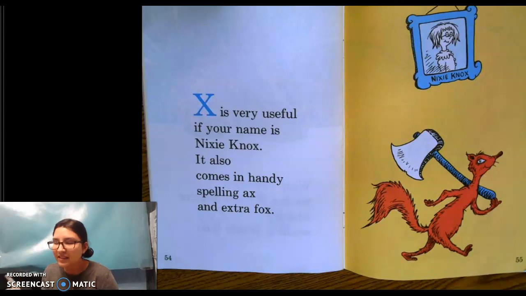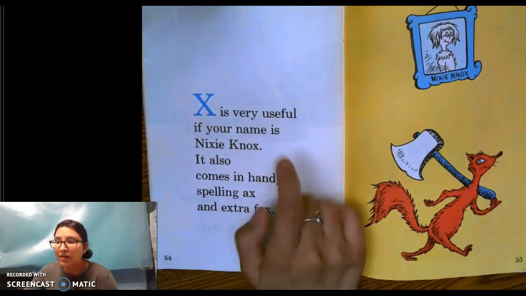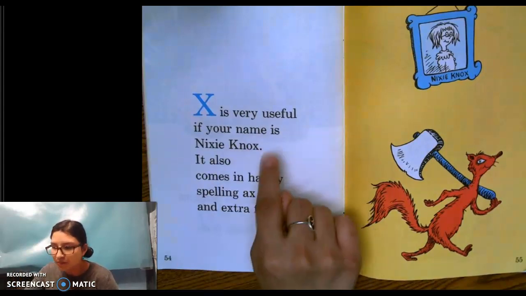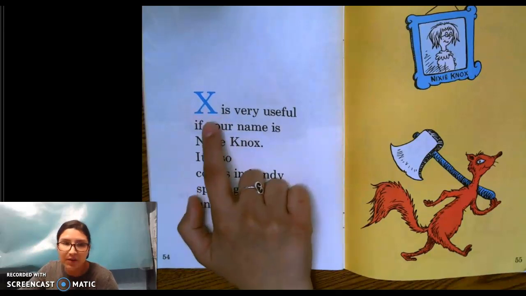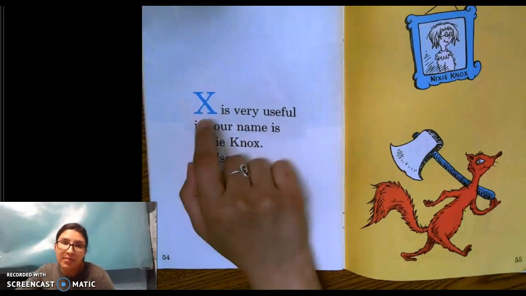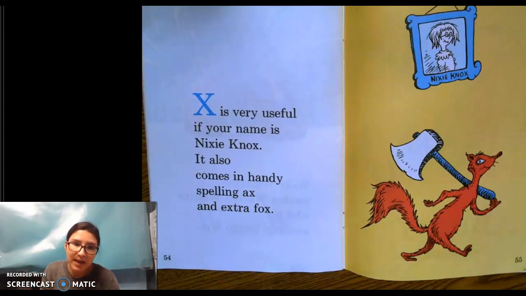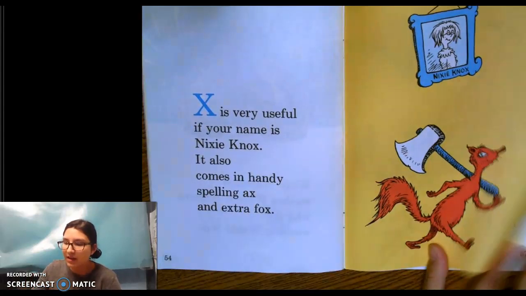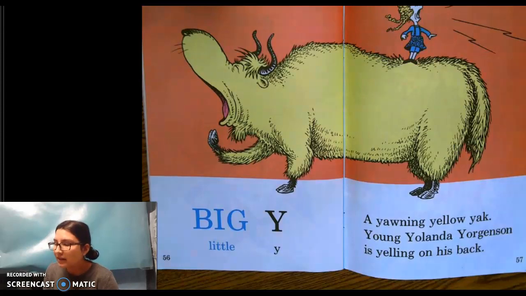So this one really isn't an example of an alliteration sentence, because it is focusing on X, but they're focusing not on words that start with an X, but words that have X in them. Okay? Big Y, little y.